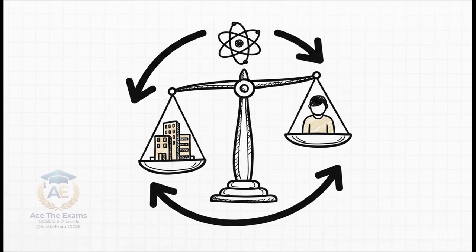You've also got the business entity concept, which means you have to strictly separate the club's finances from the members' personal pockets. Oh, and the duality of every transaction, that just reminds us that every single debit has a corresponding credit. These aren't just definitions to memorize, they are literally the architectural foundation of every account we're going to prepare today.